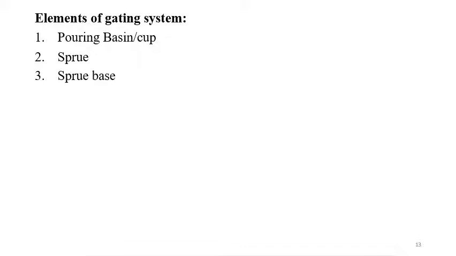So the elements of the gating system I have already explained in the figure. There are three: first, the pouring basin or pouring cup, about 5 to 6 centimeters in height. The sprue is the vertical height. The sprue base is at the bottom of the vertical sprue. Next are the runner, gate or in-gates, and then the metal enters the cavity.